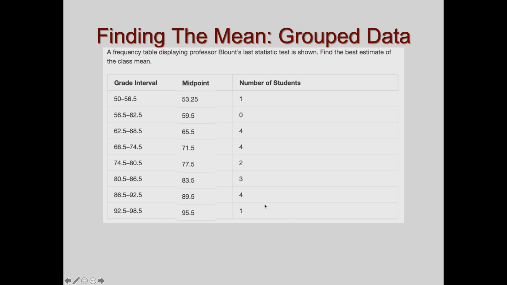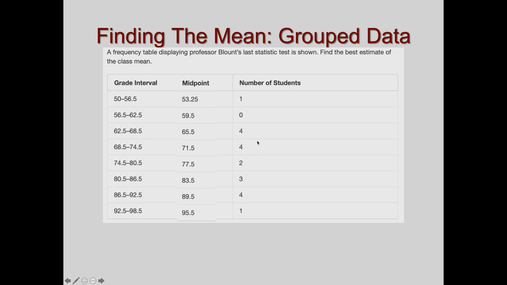Well, you have to understand that this midpoint is what we're going to assign as being representative of the interval. There's only 1 student in this first interval that gets a 53.25. There's nobody with a 59.5. There's 4 people with a 65.5. So this interval has a lot more people in it. If I was writing out these scores in a list, it would go 53.25, 65.5, 65.5, 65.5, 65.5, 71.5, 71.5, 71.5, 71.5, 77.5, 77.5. You can tell that there are certain scores that are repeating themselves because their frequencies are greater than 1.